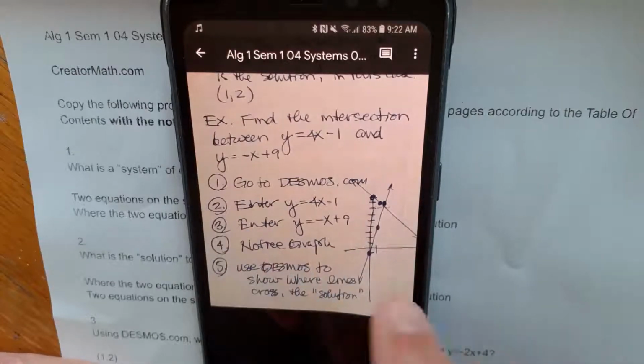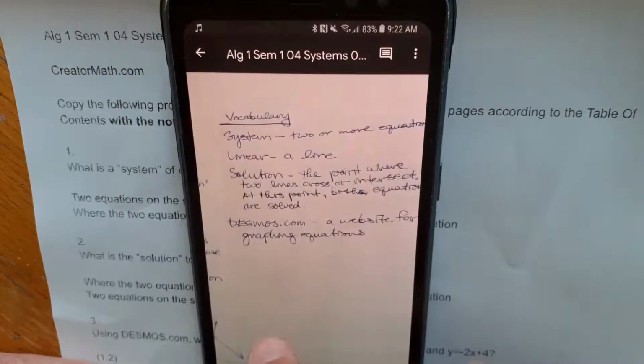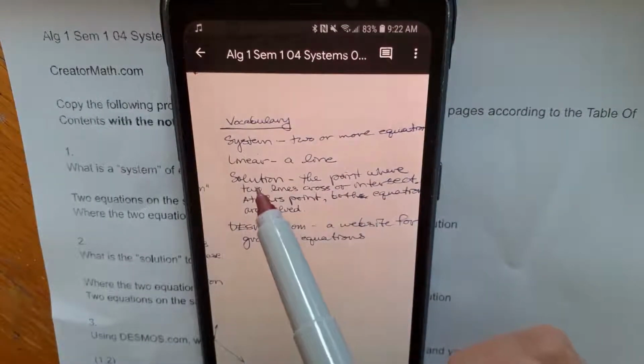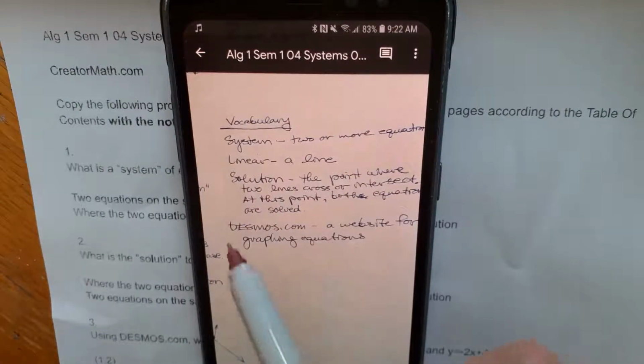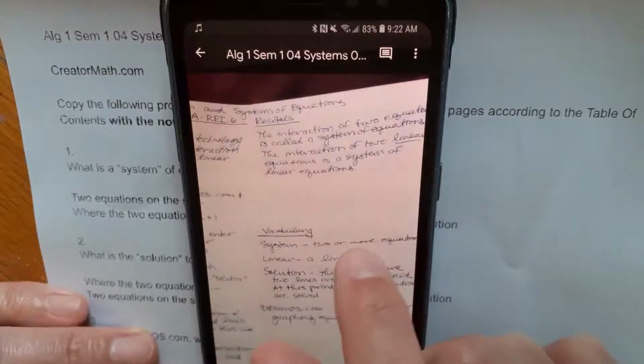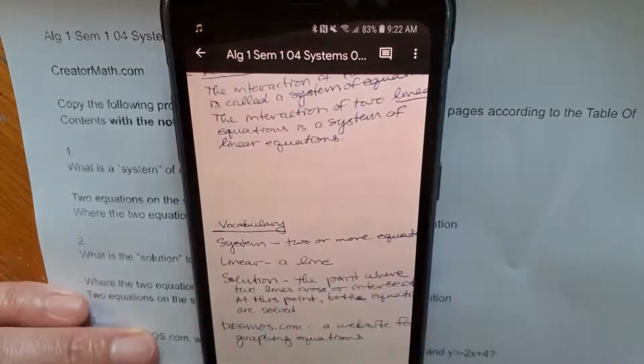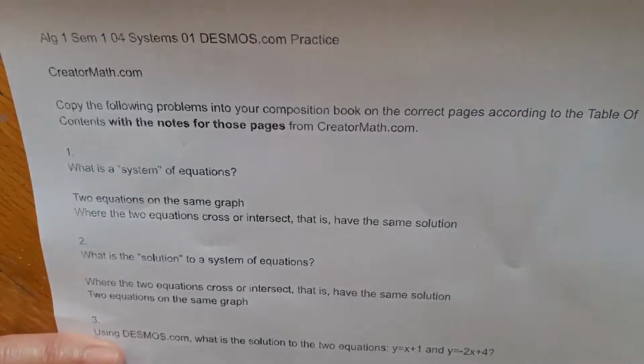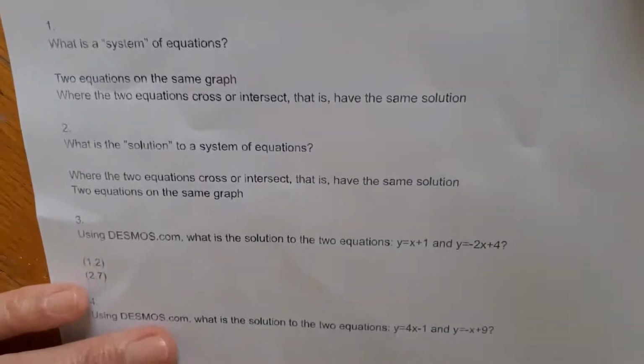Here are the steps. Put those in your notes. I'm going to go over them in the actual problems we do. What's a system? What's a linear? It's a line. What's a solution? It's where the 2 lines cross. And DESMOS.com is sort of the accepted graphing tool we like to use and a lot of math teachers use. Okay, so if you learn it here, it's probably applicable to other math classes. With that said, let's move to the problems, all right?